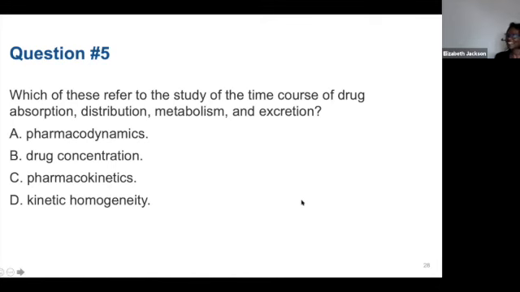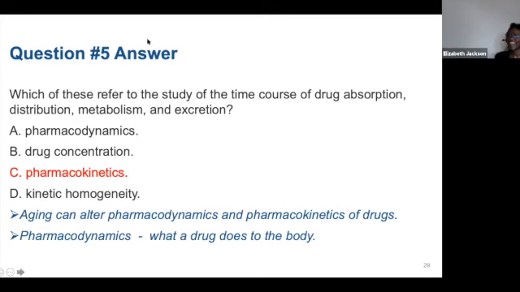Next slide, please. The answer is pharmacokinetics. The way to remember this is use the term ADME. That would be the absorption, distribution, metabolism, and excretion. That is a definition of pharmacokinetics. What we need to keep in mind is pharmacodynamics and pharmacokinetics of drugs are actually altered by aging. And pharmacodynamics is what a drug does to the body. And we will see the concept in slides later on. And next slide, please.